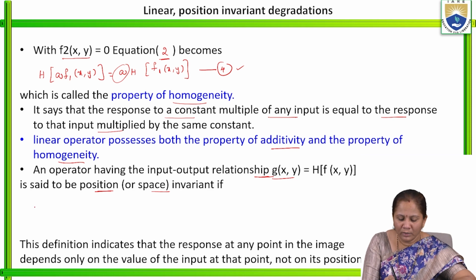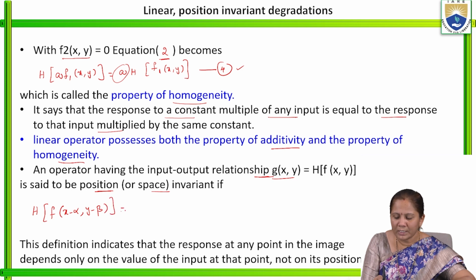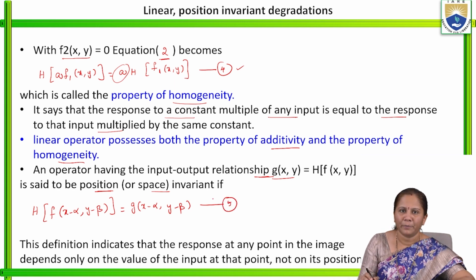So the equation looks as h of f of, where x and y are there. If you make them position invariant, they will be shifted. So it will become x minus alpha, where alpha is the shifted variable. Similarly, y minus beta, is equal to the output g of x minus alpha comma y minus beta. Consider this is equation 5.